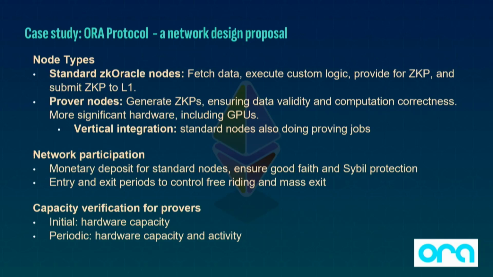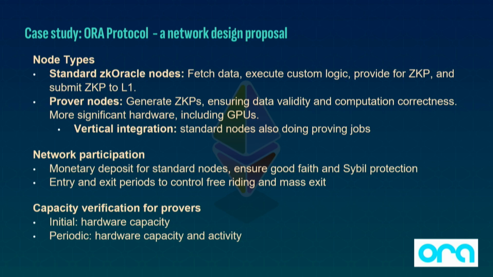So going further to the case study, I'm looking to present a proposal I made for Aura protocol. Again, it's an on-chain AI oracle and a ZK oracle network. There could be two main node types. One of them is a standard node, the other one is a prover node.